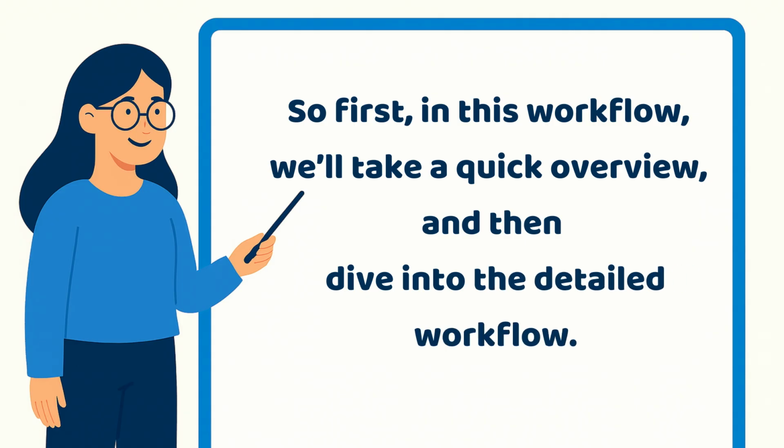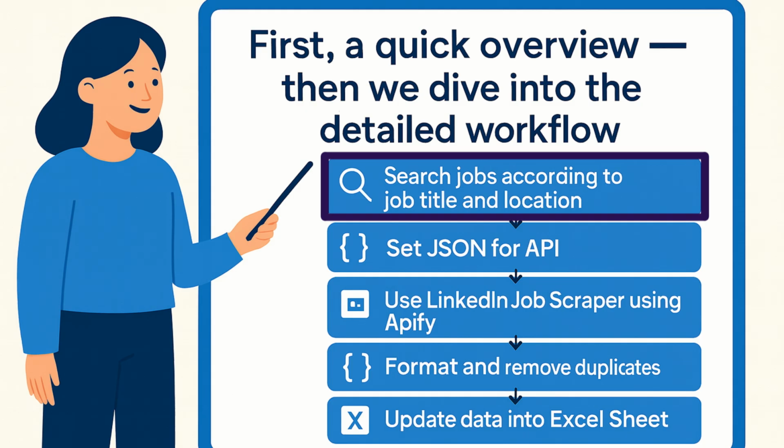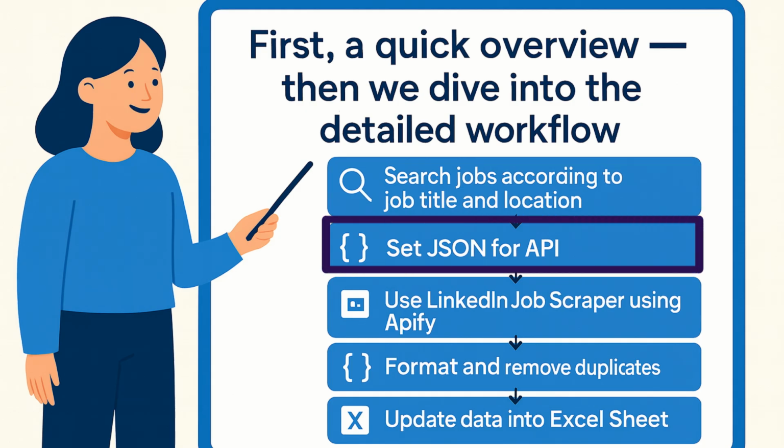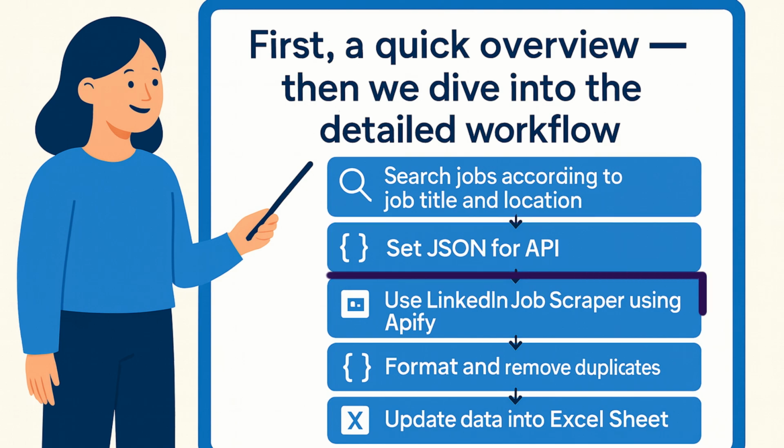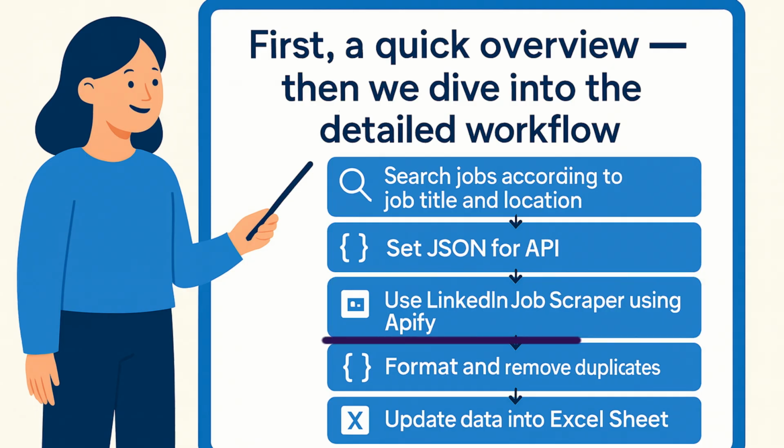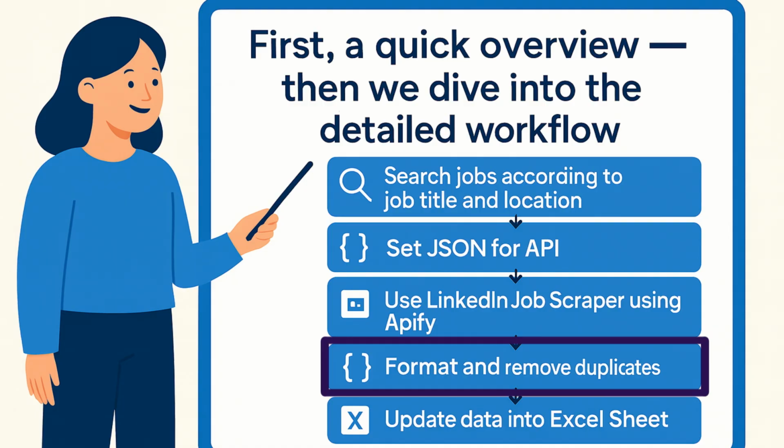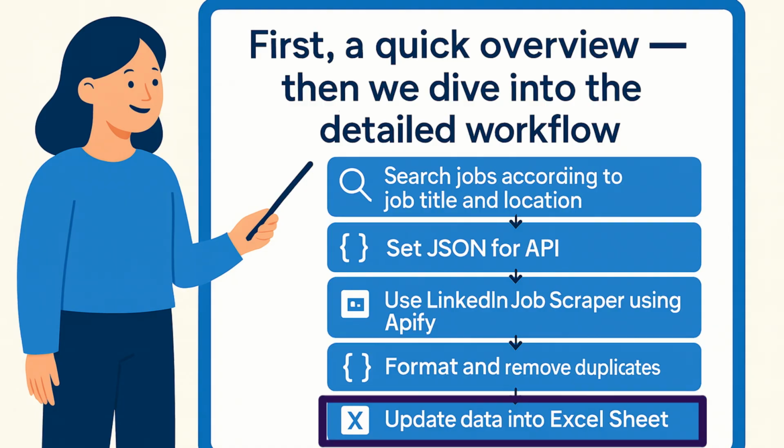Here's what we'll do in this project step by step. Search jobs according to job title and location using a form element trigger node. Then we'll format and create our JSON as needed using a code node. After that, we'll use the LinkedIn Job Scraper API via Apify inside an HTTP node. Then we'll format and clean the data again using a code node to prepare it properly. And finally, we'll update everything into our Excel sheet using Google Sheets integration.